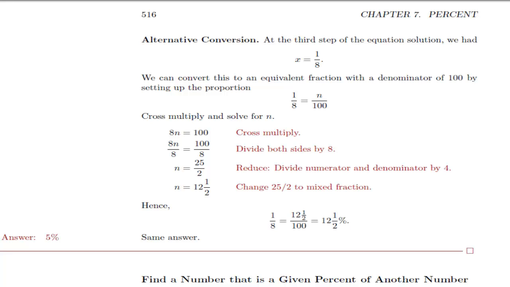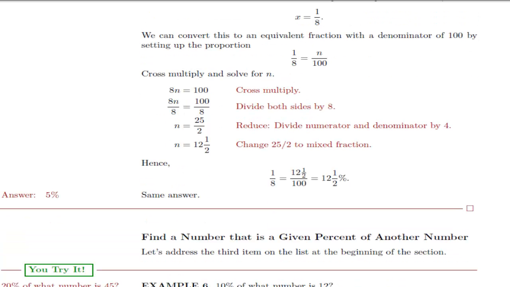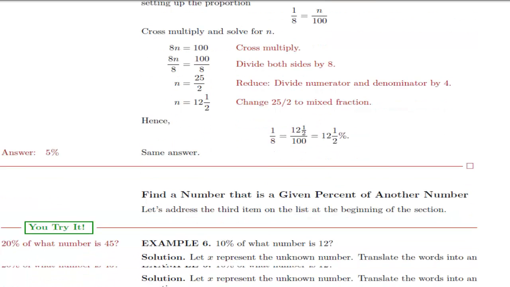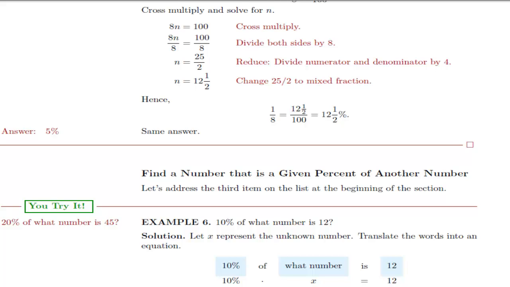So on the left, 8 times n divided by 8 is n, and on the right, 100 divided by 8 reduces to 25 over 2, which as a mixed number is 12 and 1/2. Hence, 1 over 8 equals 12 1/2 over 100 equals 12 1/2%. Same answer.